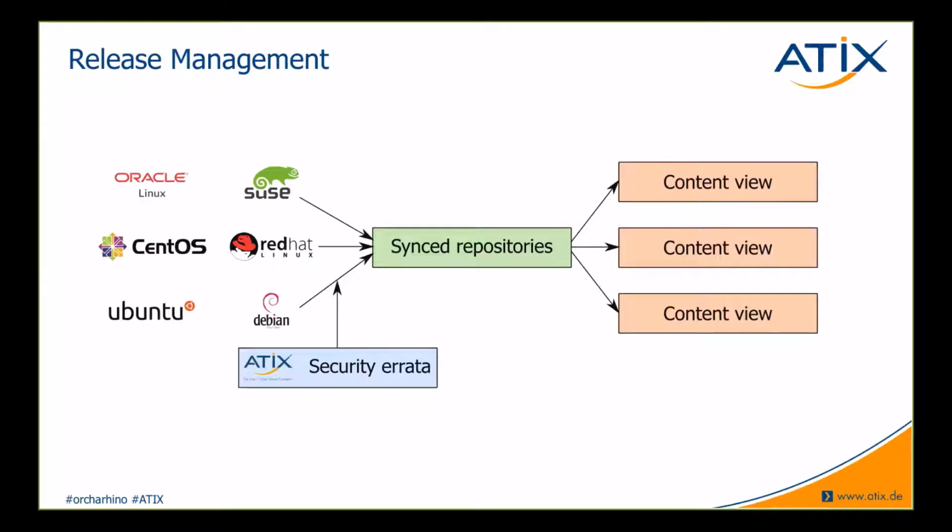Additionally, these repositories may contain errata information, which provides information on which security fixes are included in new versions of packages. This errata information is provided for Red Hat, Oracle, and SUSE by the distributors themselves, and we include this for CentOS 7 and Ubuntu and Debian for our customers.